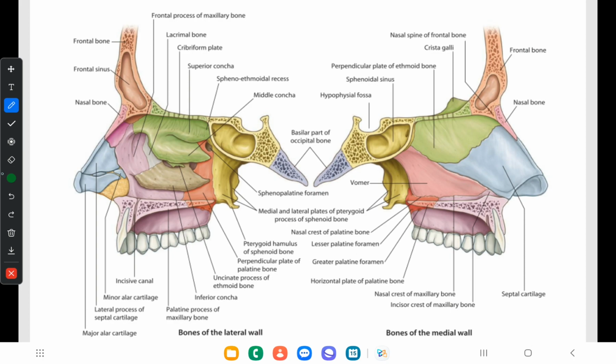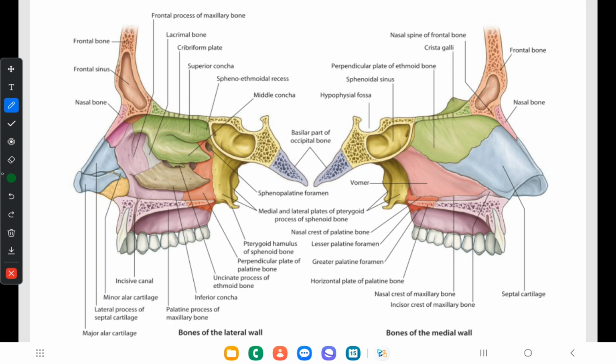The nasal cavity opens onto the face by two nostrils or anterior nasal apertures, and it opens into the nasopharynx by posterior nasal apertures. Each half of the nasal cavity has four walls: a floor and a roof, as well as a lateral wall and a medial wall. The vertical medial wall, which we call the septal wall, is common to the two nasal halves.